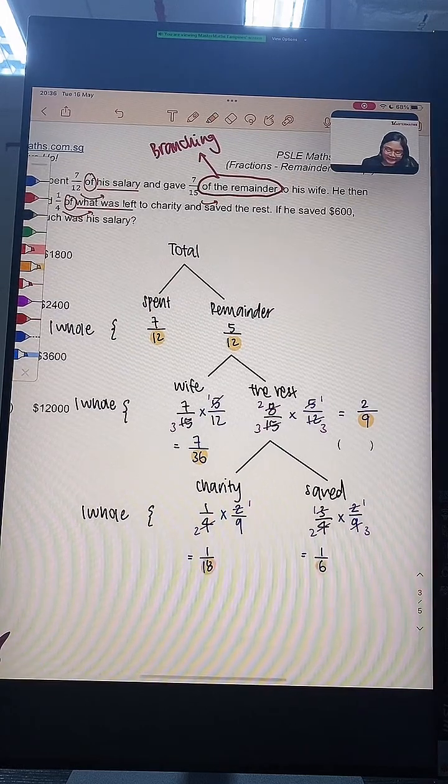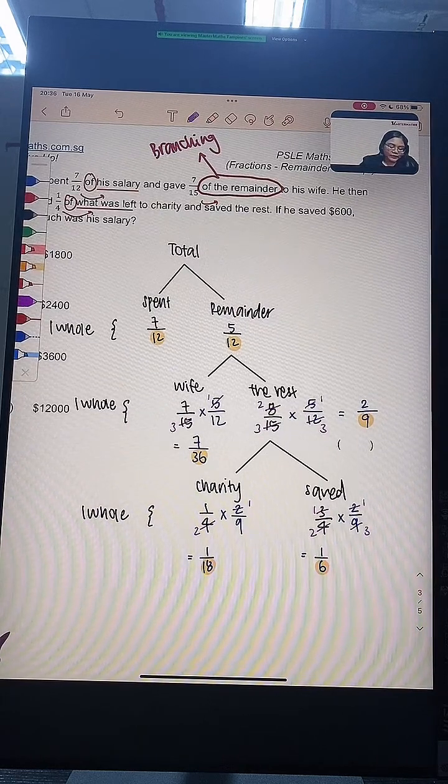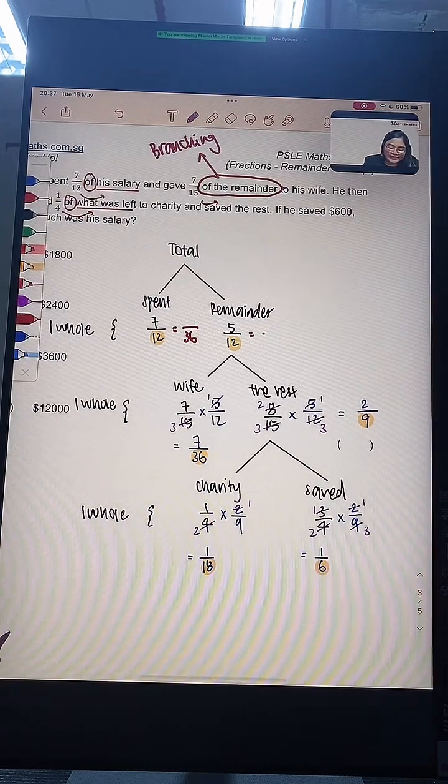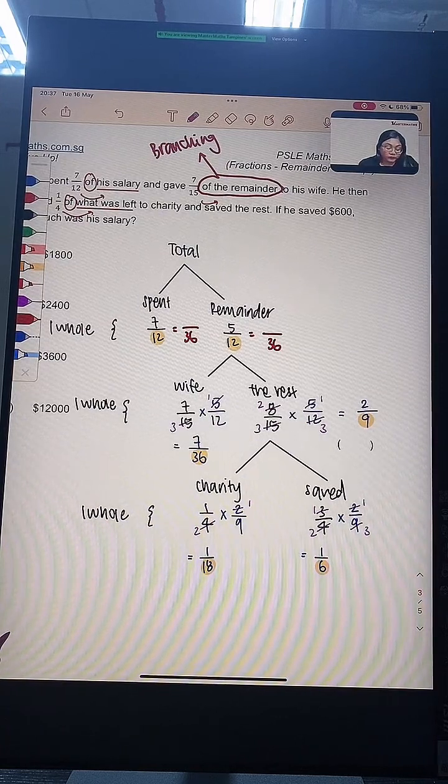And we see 18 and 6. So the next step is to make all these numbers the same: 12, 36, 9, and 18. We can make all of these numbers the same, which is to turn it into 36. Same denominator, because everything is of the total.